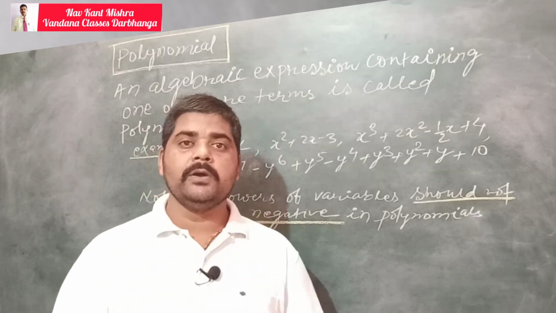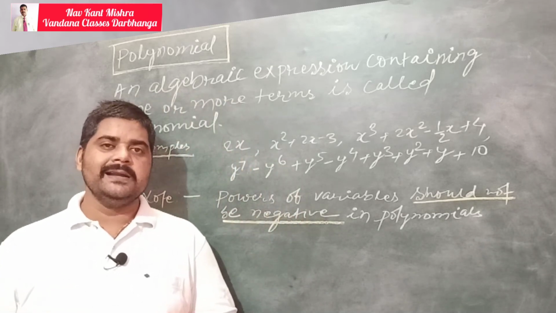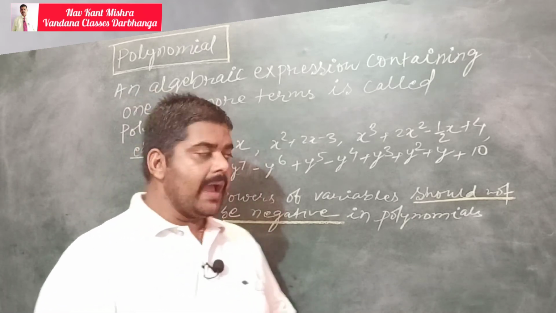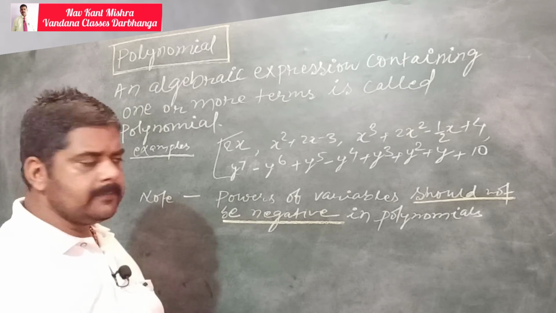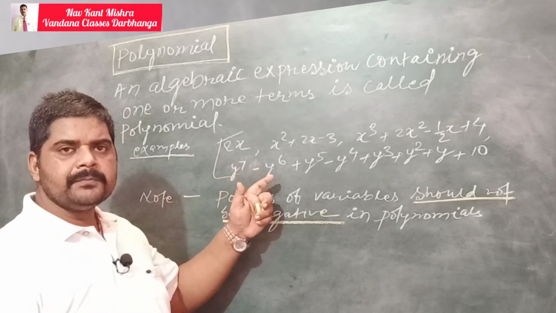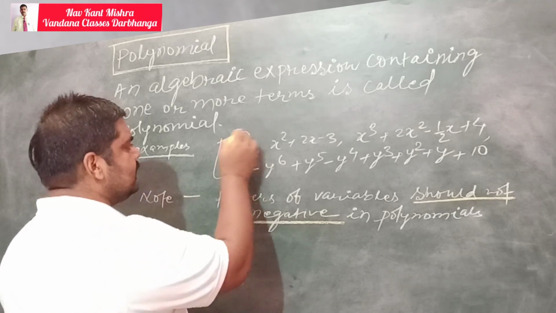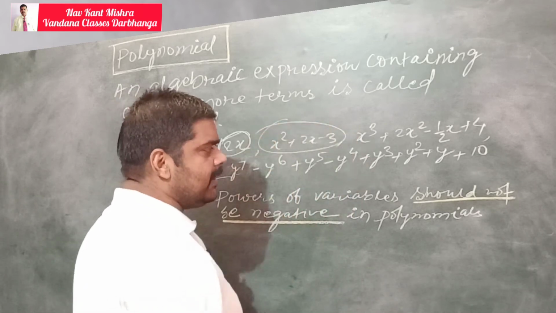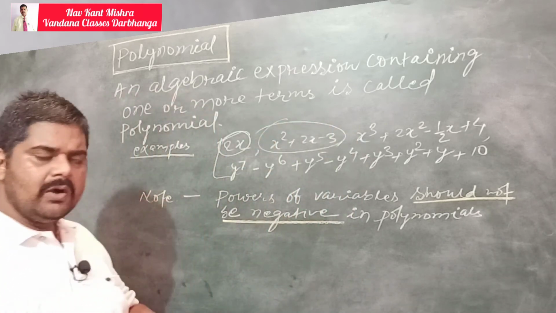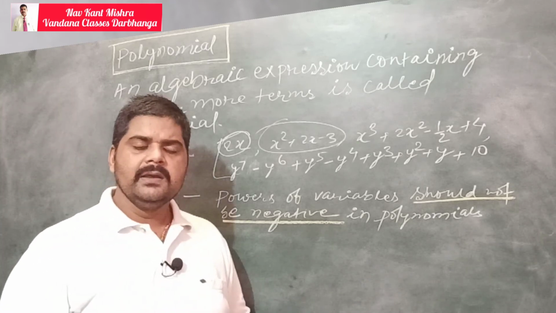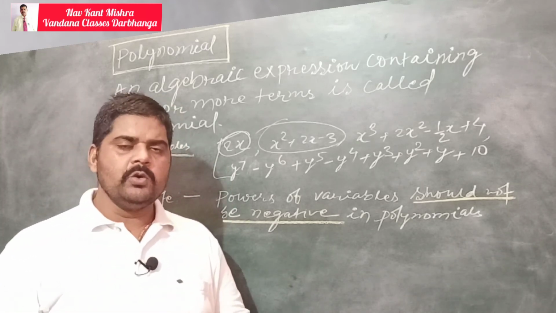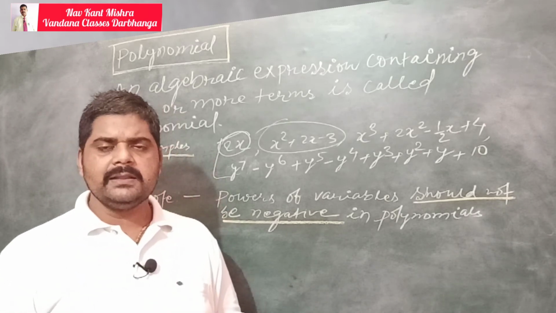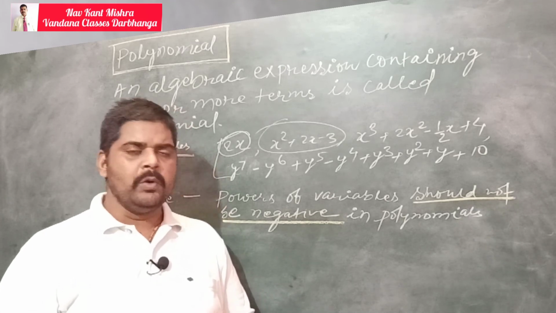Regarding polynomials, you must know that if any algebraic expression contains one or more terms, then it is known as a polynomial. Here are some examples of polynomials. 2x contains one term, but it is a polynomial. An expression containing 3 terms is also a polynomial. So any expression containing one or more terms must be a polynomial. In this context, monomials, binomials, trinomials, quadrinomials, and several others are considered polynomials.